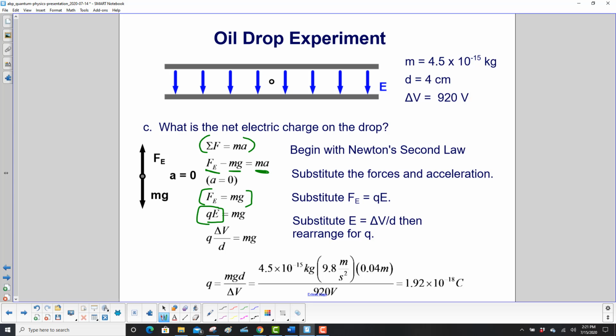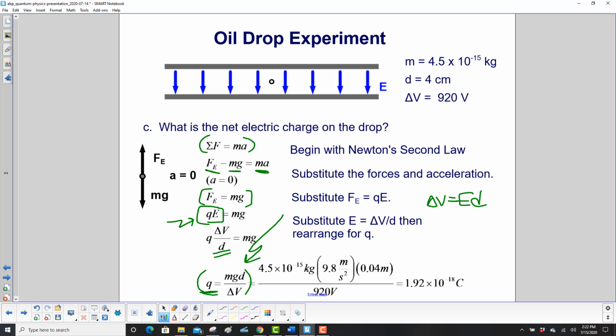Now, for parallel plates, one of my favorite equations: delta V is equal to Ed. So in this case, we want to substitute in for E, which would be delta V over d. That equals mg. Rearrange everything because we want to solve for Q. We multiply both sides by d and divide by delta V. Here's our expression. So here's 99% of the problem, just getting to there.